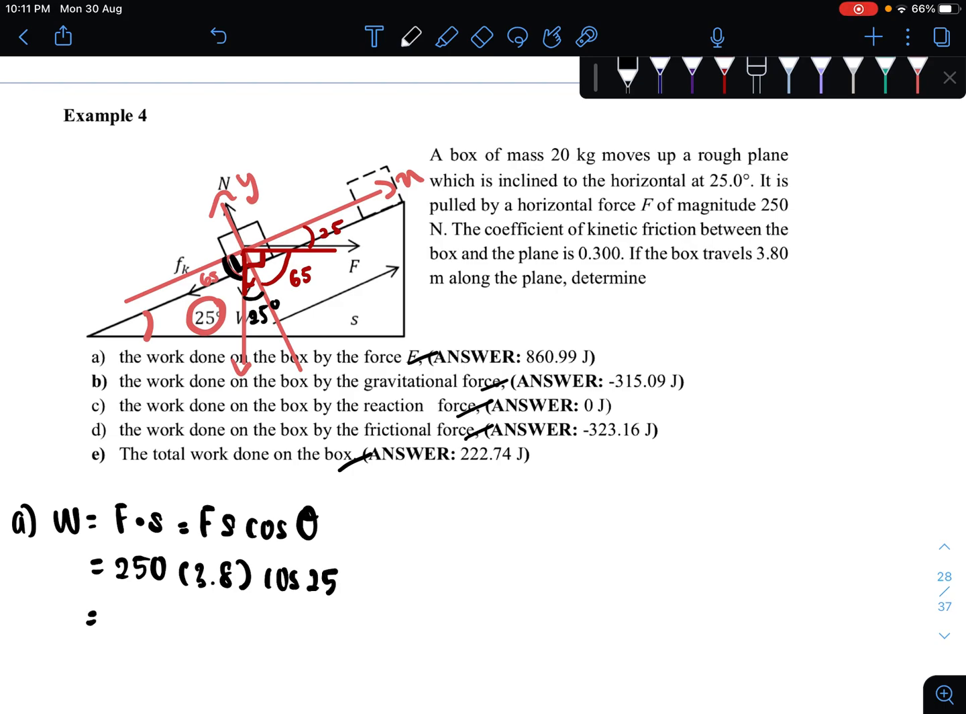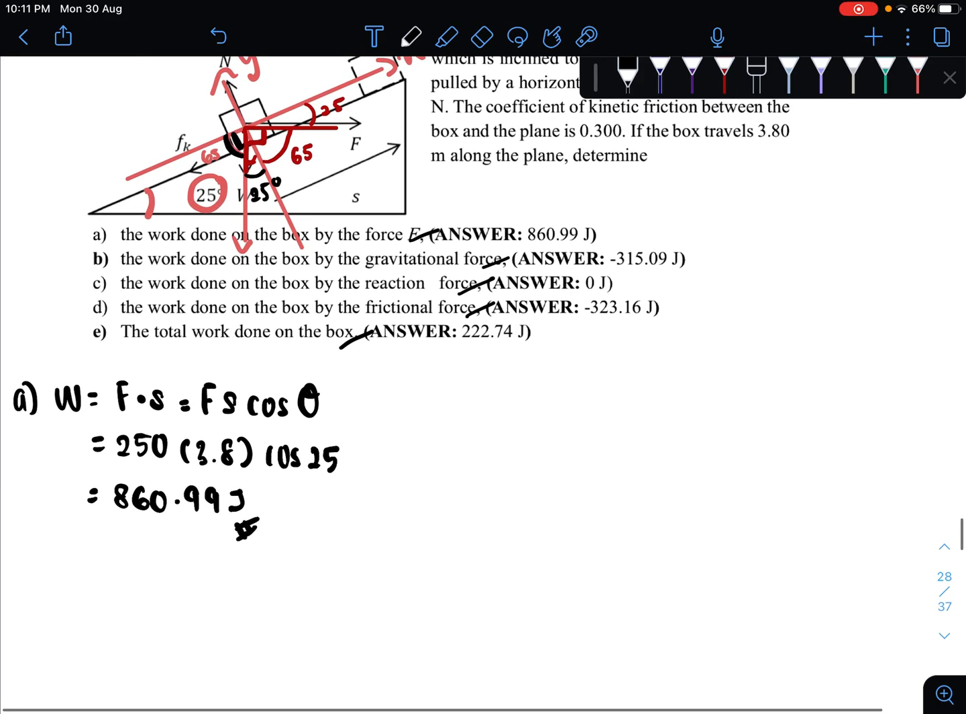So cos 25. You need to press your calculator. 250 times 3.8 cos 25, you'll get 860.99 joule. You managed to find the work done by the external force. And then next we are going to find the work done by the gravity.